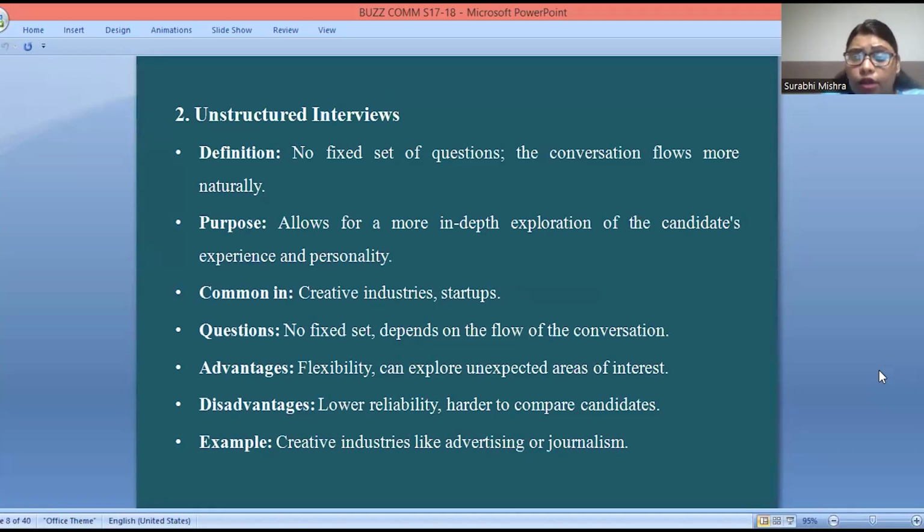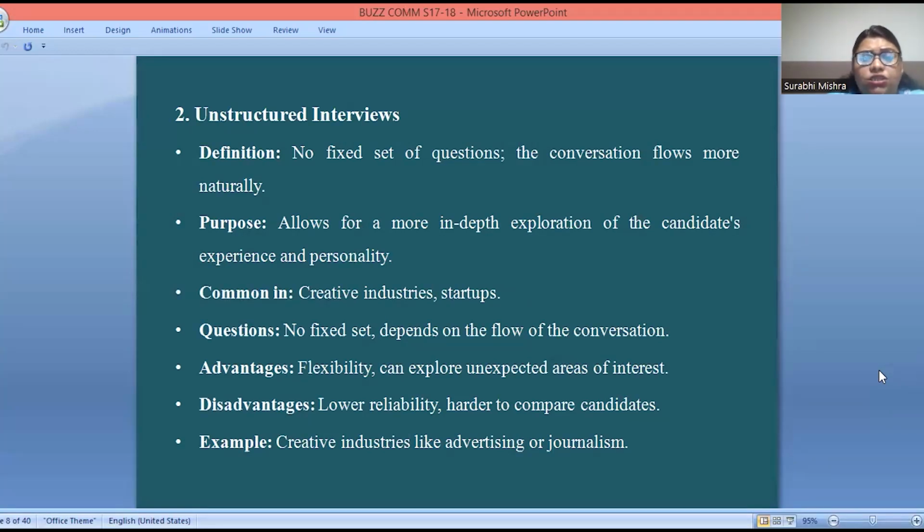When we talk about unstructured, that means it has no set pattern or no fixed set of questions. The conversation flows more naturally, right? The purpose here is to allow a more in-depth exploration of the candidate's potential, experience and personality. So it is very much used in creative industries, in startups. So it is very common.